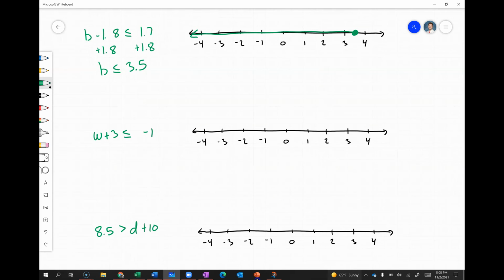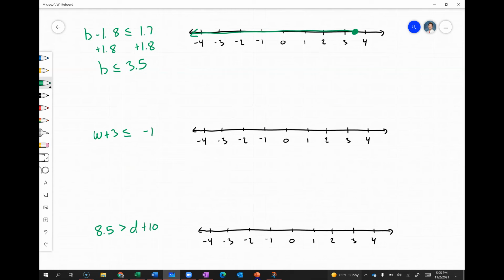And in this final example, we have two more examples. In this next example, we have w plus 3 is less than or equal to negative 1. So if we subtract 3 from both sides here, we get w is less than or equal to negative 4. So again, we want a closed circle at negative 4, and we would be going to the left here.